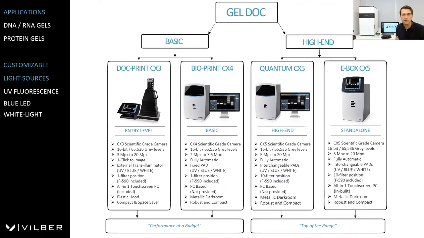So within the gel doc range, we have basic instruments from the Doc-Print or the Bio-Print, which are pretty affordable and very easy with a simple transilluminator, or you have high-end gel doc systems with the Quantum or the E-Box CX5. The Quantum and the E-Box have exactly the same specifications with a high-end camera up to 20 megapixels and a 10 position filter wheel, a sliding out transilluminator if you need to cut the gels while the door is open. And the Quantum is PC-based, whereas the E-Box is standalone with an integrated PC and touchscreen.